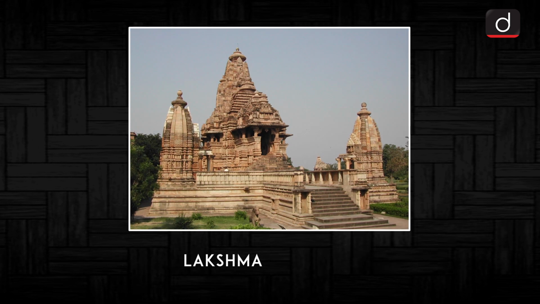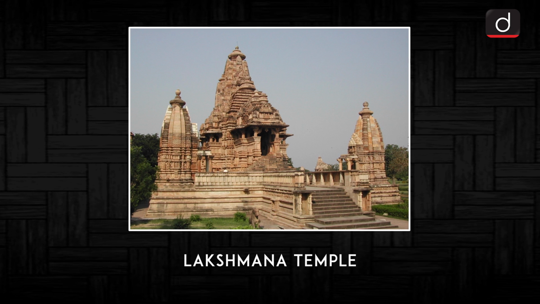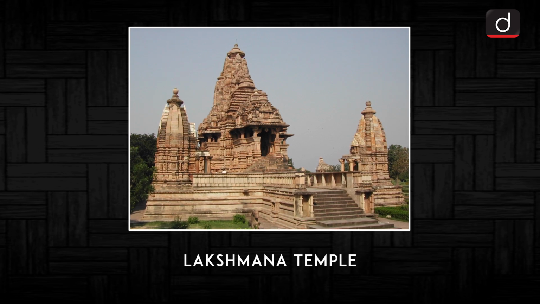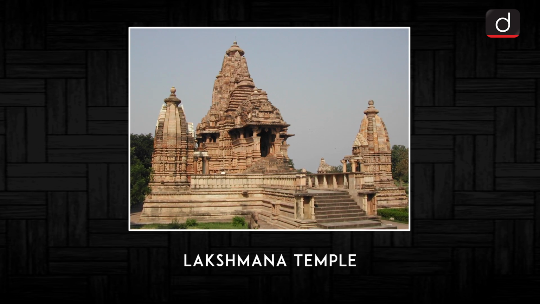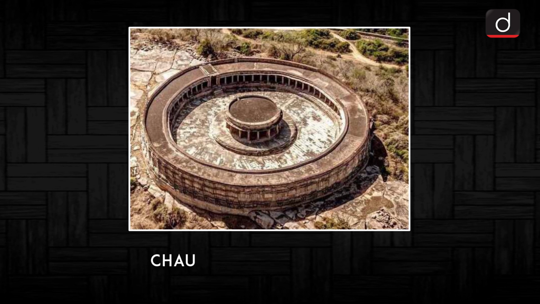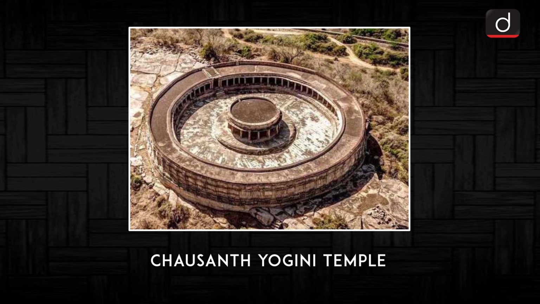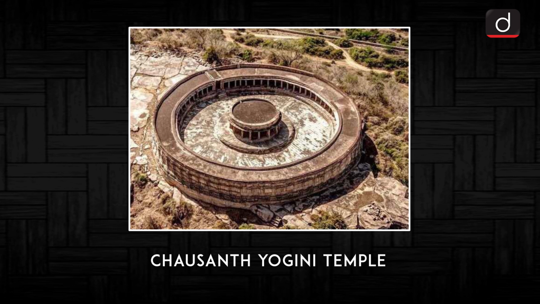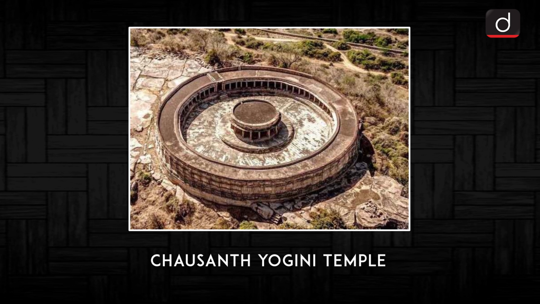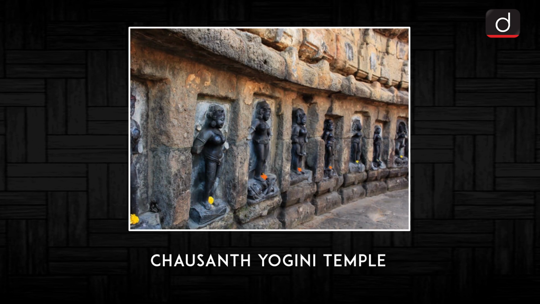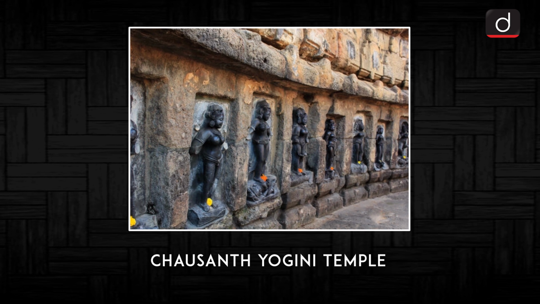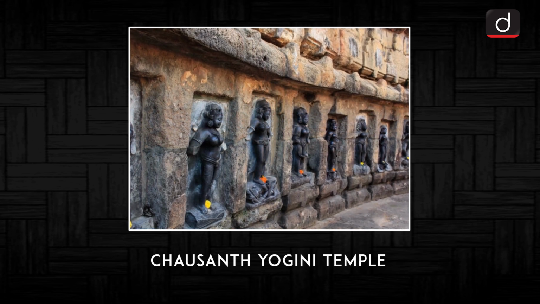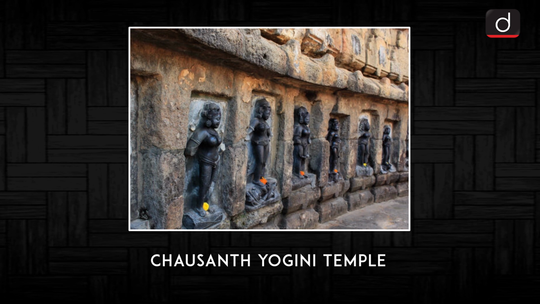The Lakshmana temple dedicated to Lord Vishnu was built in 954 by Chandela king Dhanga. There are some Jain temples as well, such as the Chausath Yogini temple. Chausath Yogini is a temple of small square shrines dedicated to esoteric devis or goddesses associated with the rise of tantric worship.